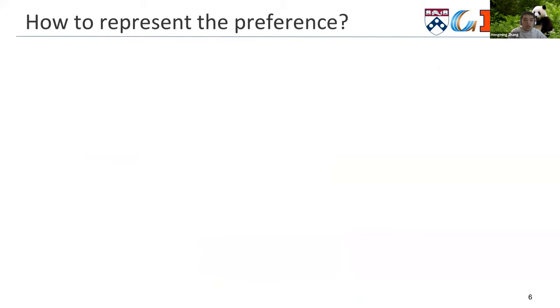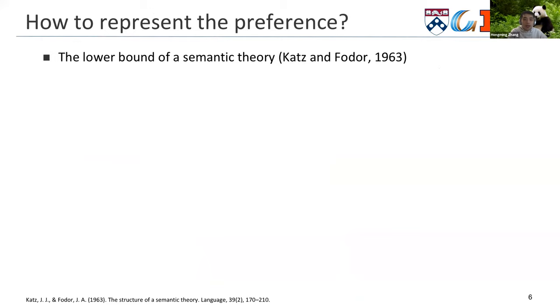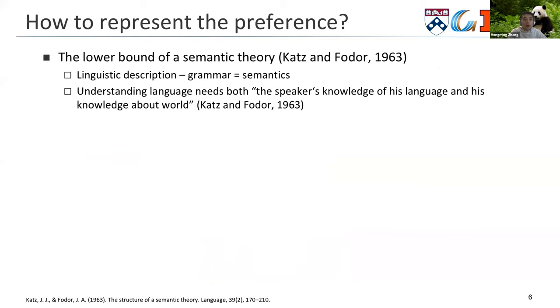To answer this question, we need to think about how this kind of preference is expressed in human language. Based on this lower bound of semantic theory, if we remove grammar from the linguistic description, we will get the semantics. So basically, understanding human language needs both the speaker's knowledge about this language, like English, Chinese, German, and his knowledge about the world, basically the common sense or factual knowledge we care about.